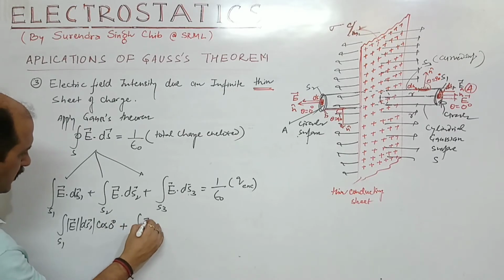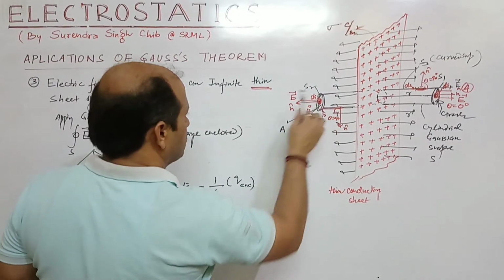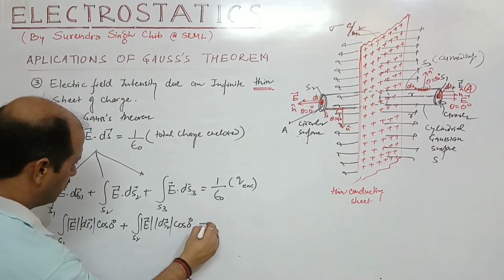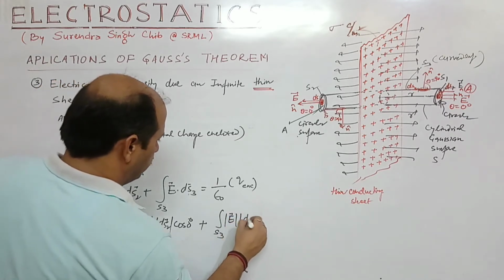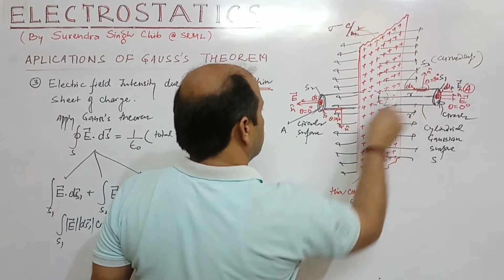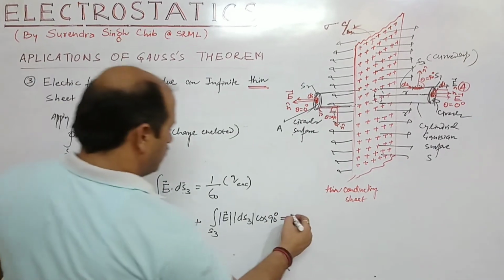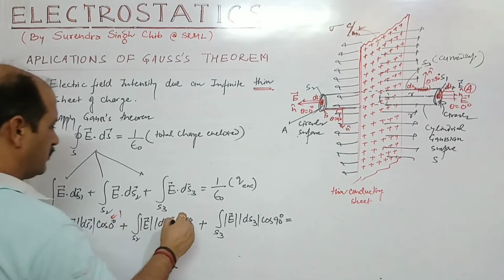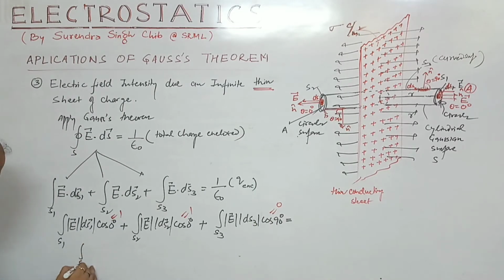Integral over S2 of mod E dS2. What is dS2? Here, this is the second surface. What is theta here? 0 degrees. We'll write cos 0 degrees, plus the integral over S3 of mod E dS3 cos. Which is the third surface? The curved surface, either this or this. What is theta here? 90 degrees. And we will do it later on. What is cos 0? Cos 0 is 1. Cos 90 is 0. So we are left with only two integrals.